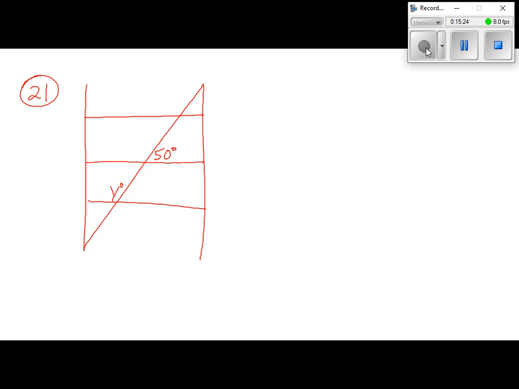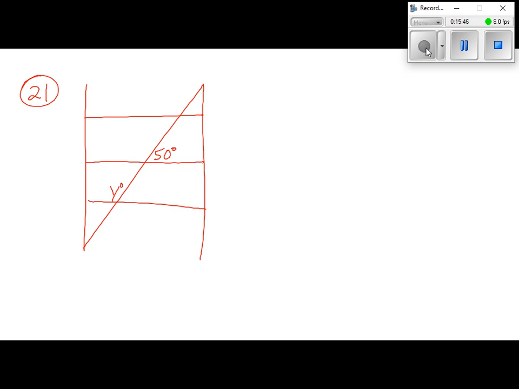Problem 21, they say, a diagonal brace strengthens the wire fence and prevents it from sagging. The brace makes a 50-degree angle with the wire as shown. Find y. So if I'm looking at this picture, it's confusing looking at it that way. So I want to split it off so all I have are 2 wires and the brace.